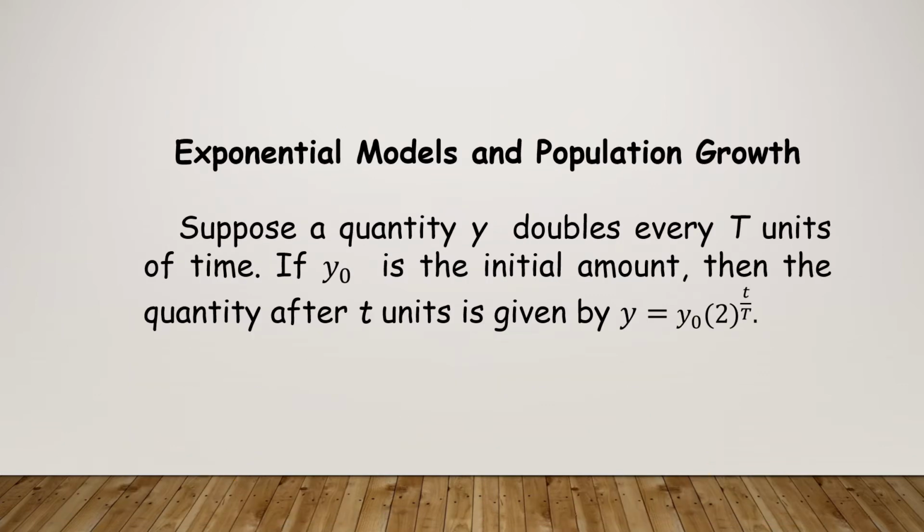So, exponential models and population growth. Suppose a quantity y doubles every capital T units of time. If y sub 0 is the initial amount, then the quantity after small t units is given by y is equal to y sub 0 times 2 raised to small t over capital T. O, kung ito ay triples, this will be equal to 3. So, depende sa problema, no, yung rate natin.